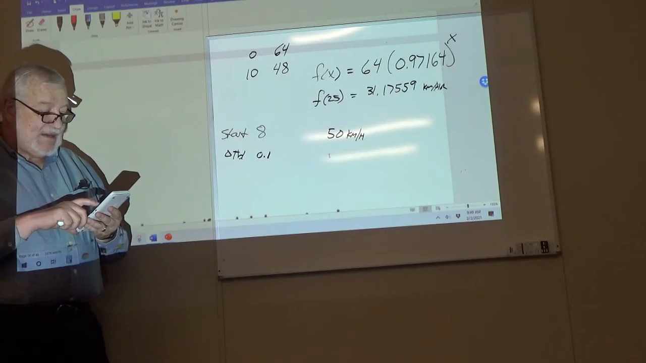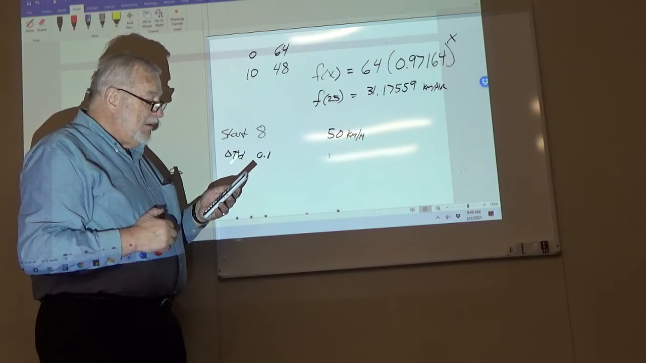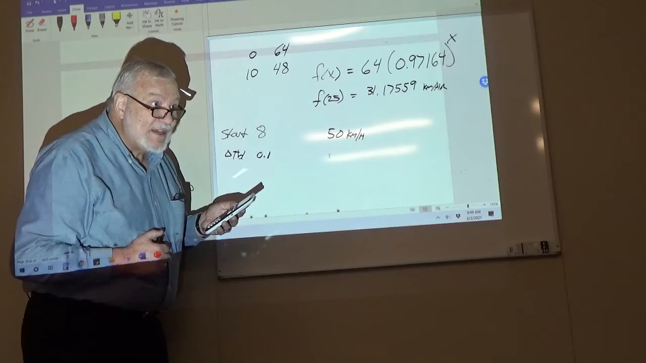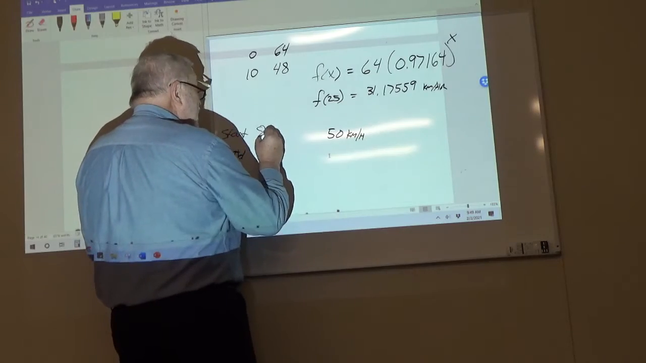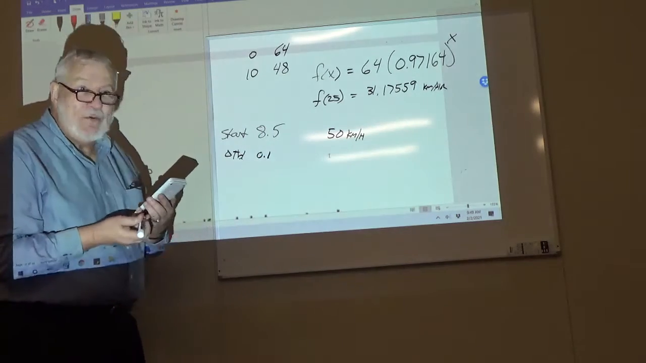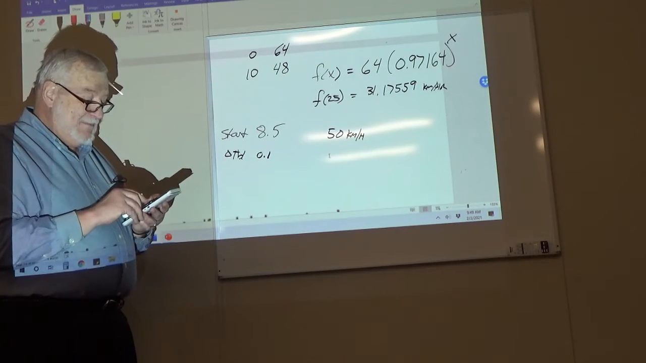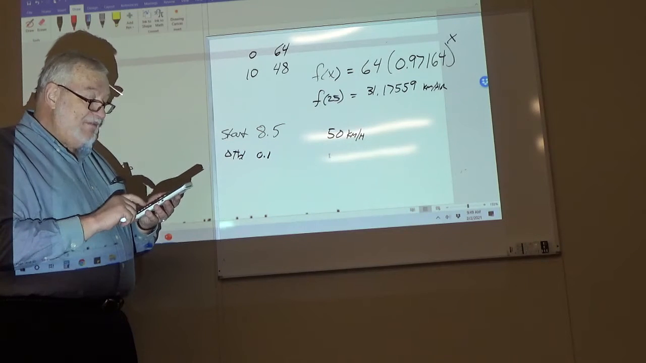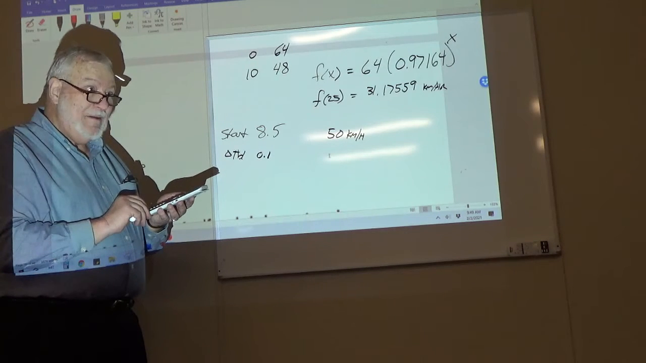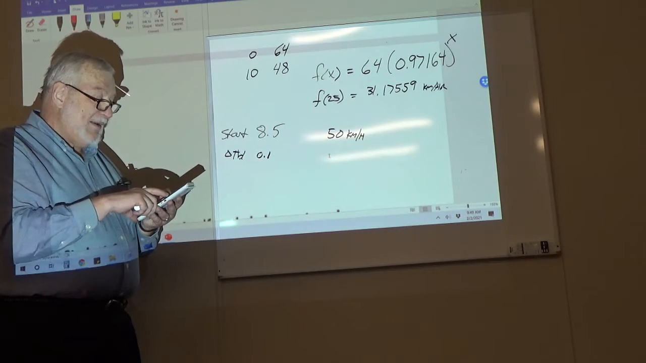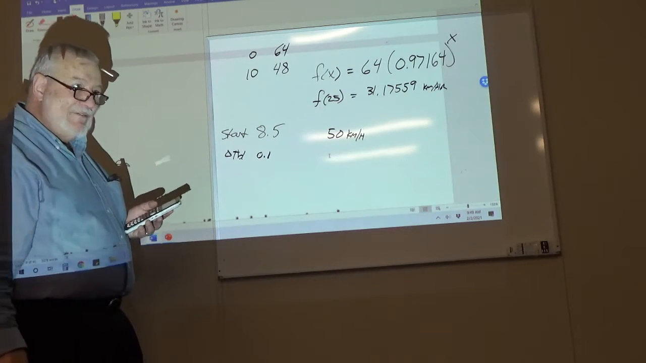And now when I do second table, I can get even closer. And it looks like it'll be between 8.5 and 8.6 seconds. Suppose I wanted it even closer than that. Go back to table set. Change the start to 8.5. And then change the other one to 0.01. And now when we go to table, we can find that it will be 8.58 seconds.